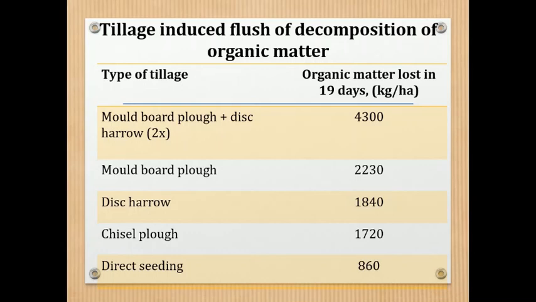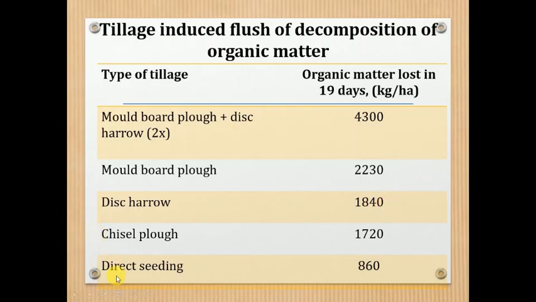In this table, it shows a loss of 4,300 kilograms per hectare of organic matter with usage of moldboard plough and disc harrow in land preparation, one after another. When a single implement is used, the organic matter loss during the 19 days period is lesser. For the disc harrow, it is 1,840 kilograms per hectare of organic matter loss.